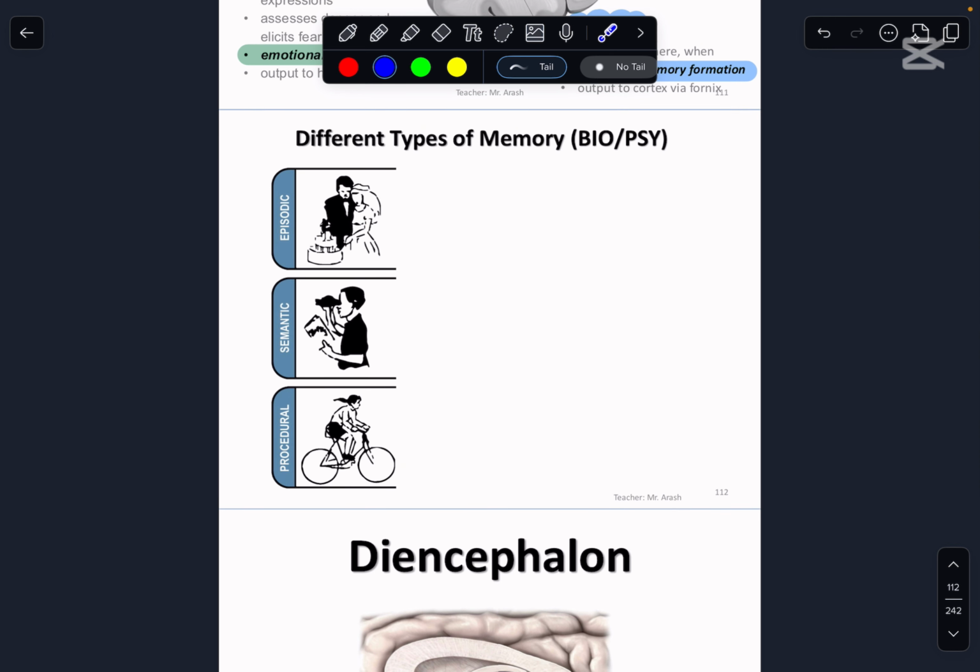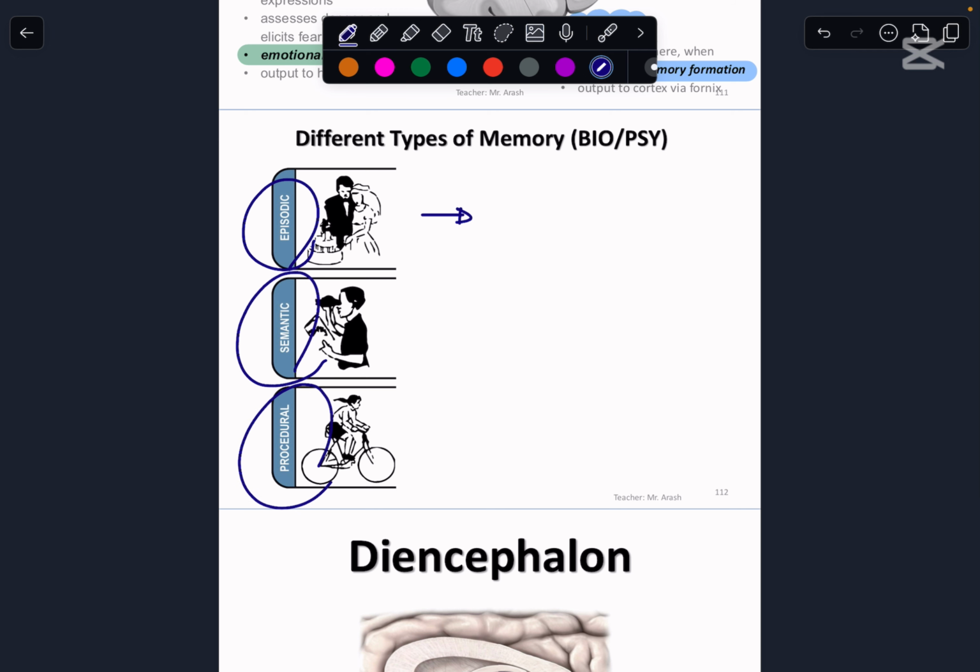This slide basically shows different types of memory, and that's mostly for psychology. I will tell you that this part here is mostly for episodic memory, semantic memory, and procedural memory, and I'll give you some examples. So here the example would be an event. For example, this could be a marriage.